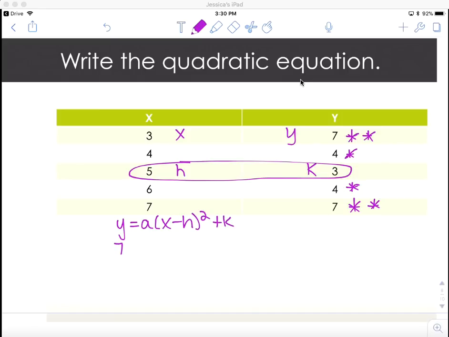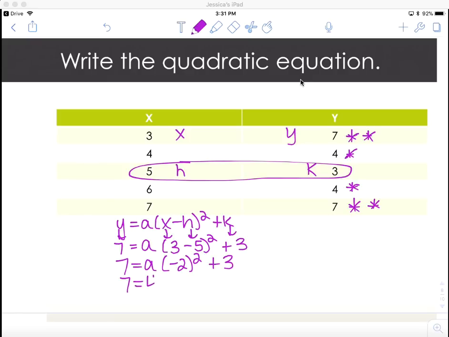I have 7 for y. I don't know what a is. I have 3 for x. I have 5 for h. And I have 3 for k. 3 minus 5 is negative 2. And negative 2 squared is positive 4. That becomes positive 4a.